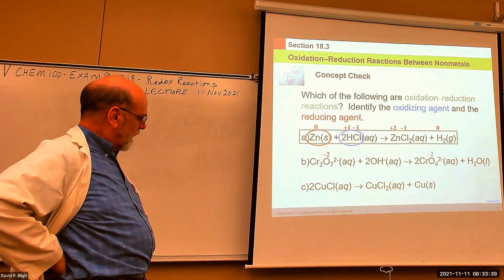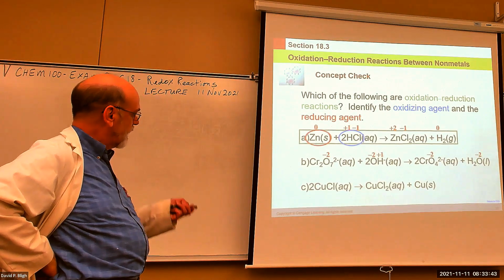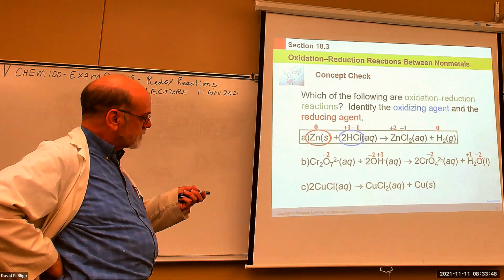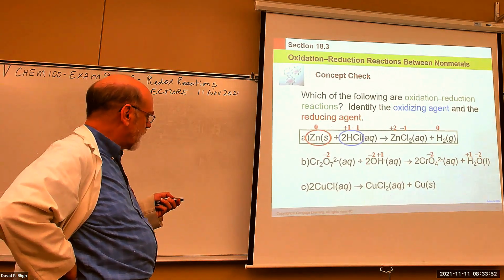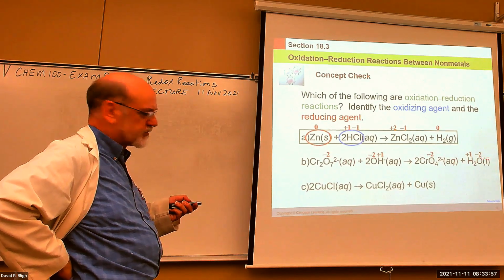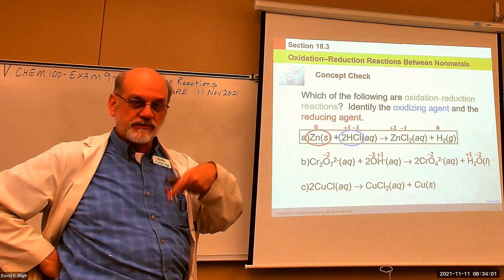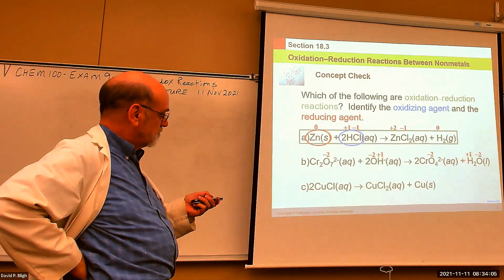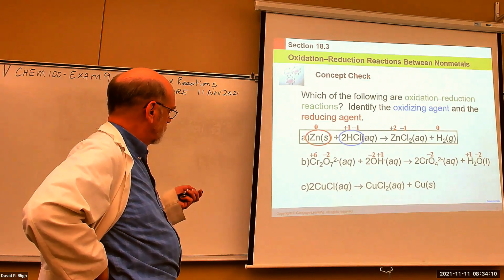Okay, oxygen is always -2. Hydrogen's +1. And there's another oxygen, and hydrogen. Okay, so let's see, what happened to oxygen? Nothing happened to oxygen. So oxygen's not involved in the oxidation reduction part of this reaction. Hydrogen stayed the same also. So what's going on here?